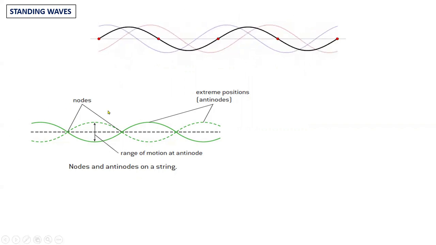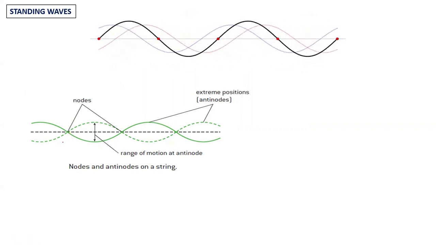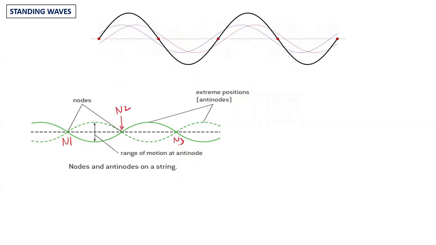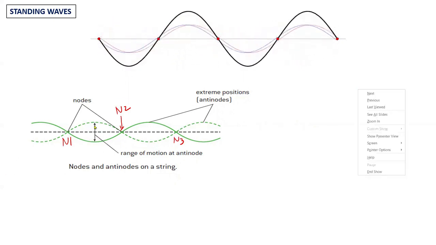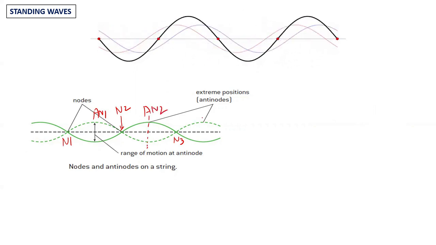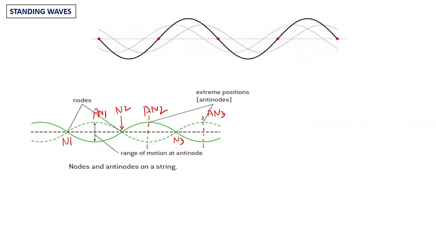So if you analyze this diagram, we have a node 1 over here. Let me write that, N1. Let's say N1 is the first node, N2 is the second node, N3 is the third node. And if you observe this particular point, which is vibrating with the maximum amplitude, this will be your antinode. Let's write antinode 1, and another point over here will be antinode 2, another will be antinode 3, and that's how you identify which is a node, which is an antinode.